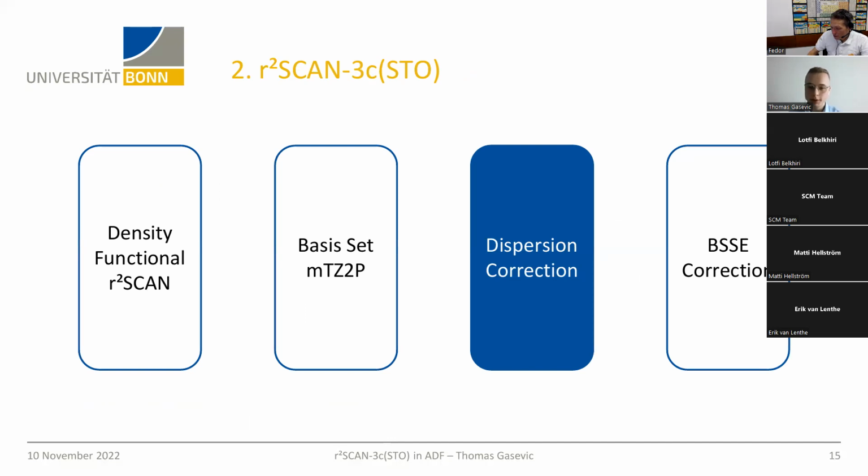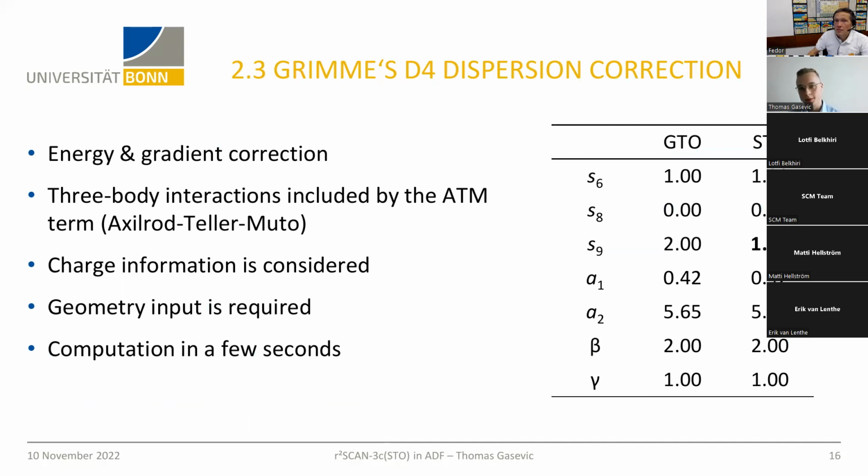Right, so now the third pillar is the dispersion correction. As I told you before, we use Grimme's for dispersion correction. It's an energy and gradient correction, which includes three-body interactions with the Axilrod-Teller-Muto term, or in short, ATM term. Also, charge information is considered and the geometry input is required to calculate it. Computation usually just takes a few seconds or is even faster than 1 second, so it's basically for free.